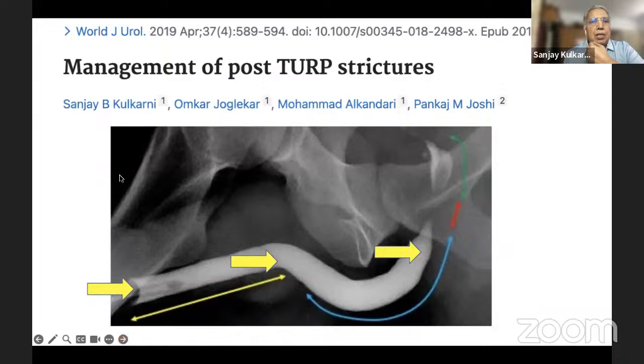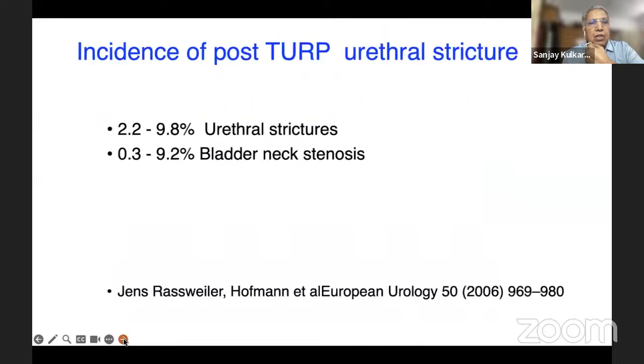So we wrote an article in 2019, Management of Post-TURP Strictures, in the World Journal of Urology. One site is meatal or submeatal. Another is penoscrotal, especially if you give a lot of traction postoperatively, or if you have to go in again in the evening for clot retention, then you can see a trough created at the penoscrotal junction. The last site is the proximal bulbar. So 3 sites are seen commonly.